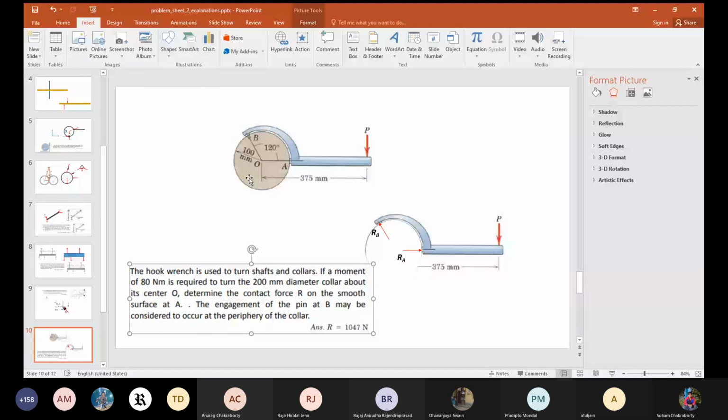But I thought it is pinned at B, so wouldn't that obstruct the rotation? What is pinned at B? The engagement is just normal. It is just somehow you are clamping it. Sir, can you explain the question once again? Yes. So the whole part is not in contact.